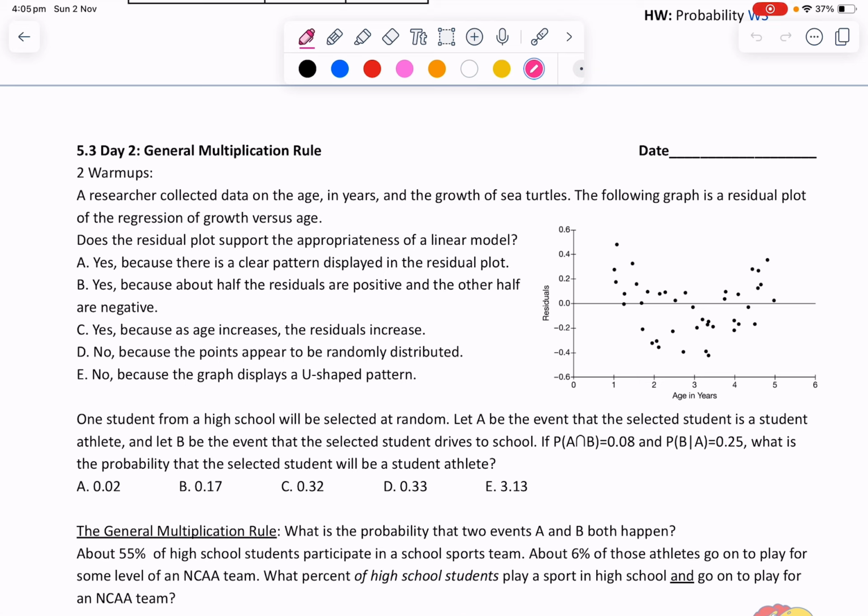Okay, so now that you've paused the video and done the warm-ups, does the residual plot support the appropriateness of a linear model? No. That residual plot shows a pattern, therefore the actual data is not linear. Some other function family would be better.